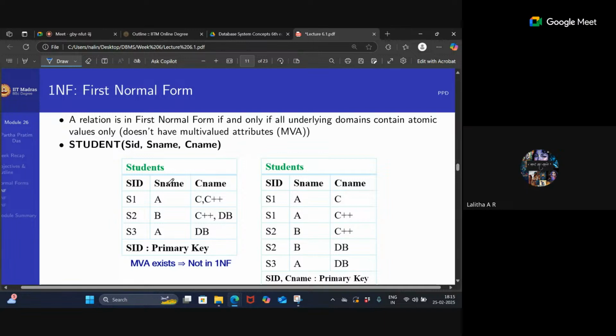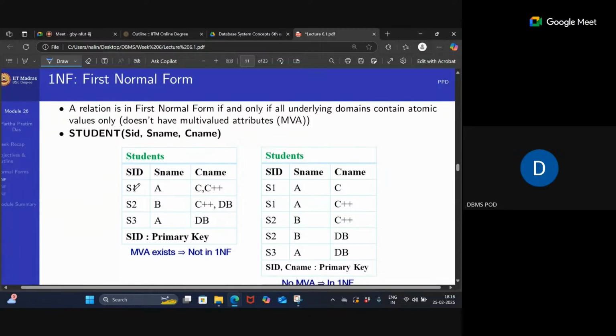It doesn't have multi-valued attributes. Yes, it won't have multi-valued attributes. A relation or a table is in 1NF, first normal form, if and only if all the underlying domains contain atomic values only, and it does not have multi-valued attributes.